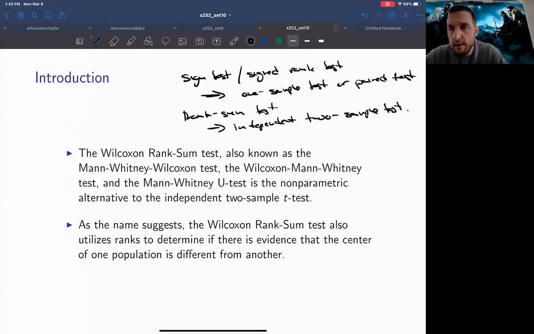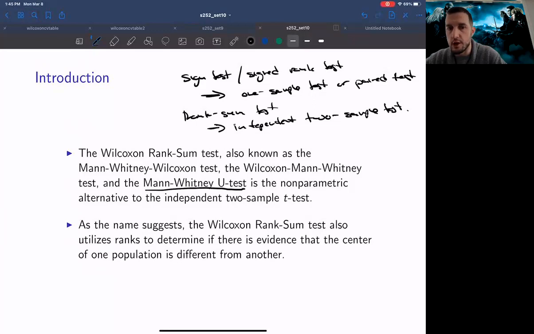The Wilcoxon rank sum test goes by many names, as you can see on the slide. It's also known as the Mann-Whitney Wilcoxon test, the Wilcoxon Mann-Whitney test, and the Mann-Whitney U test. I think that's what it's called in SPSS, though I might be wrong about that, but the U test is a name that gets thrown around a lot. Same thing.